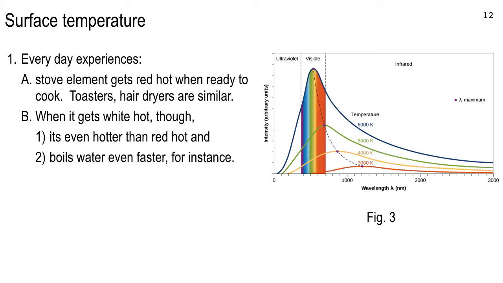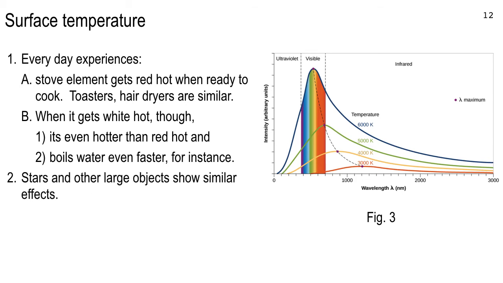So if it takes 5 minutes to boil water for tea when it's red hot, it might take 2 minutes or less if it's white hot. Now, I don't think anybody here has a stove where the heating element, that little spiral thing, gets white hot. But theoretically, you could do it if it doesn't melt. Now, stars and other large objects are similar to that. So when we're analyzing the surface color and the surface temperature, just think back to your kitchen. Everything that we talk about with stars is more elaborate, but it's similar to what you can see every day in your kitchen.